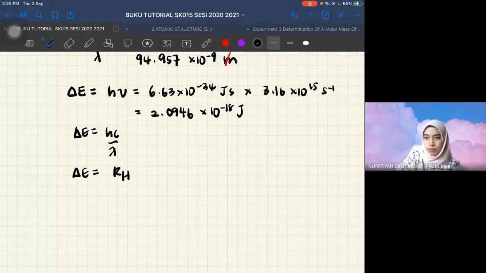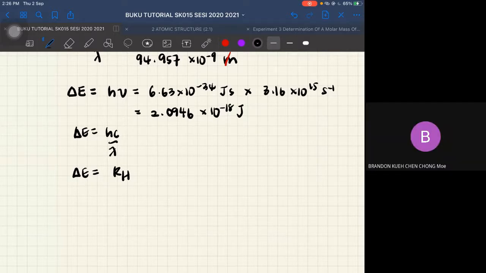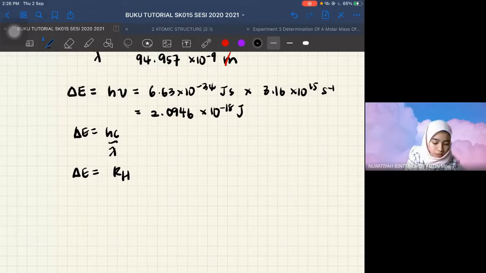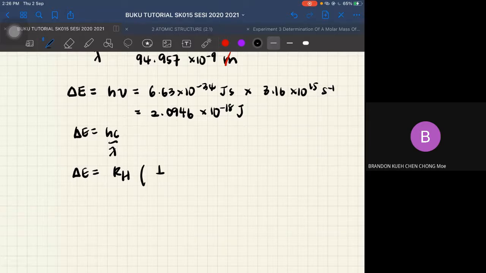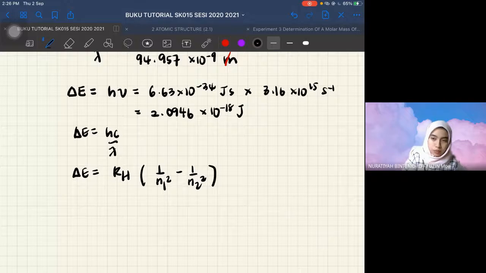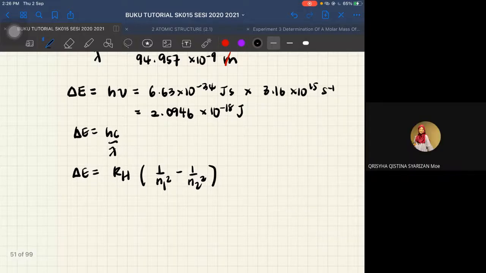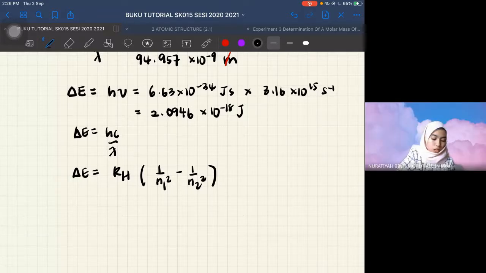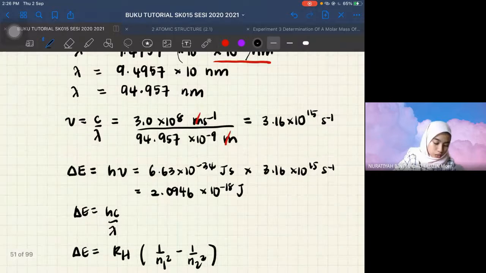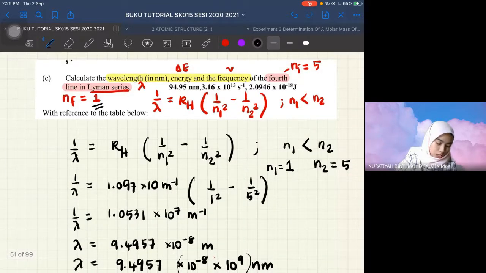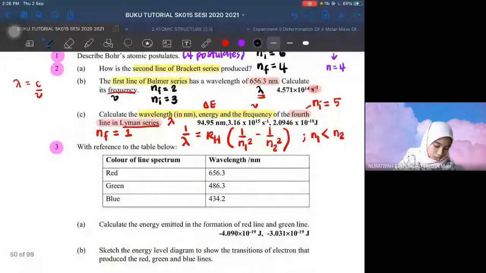Negative R_H, the Rydberg equation formula: R_H times the bracket of 1 over n1 squared minus 1 over n2 squared. Is that formula correct? Yes, correct. Okay, so you can use any of the delta E formulas to find the energy change. Alright, so that is number 3.